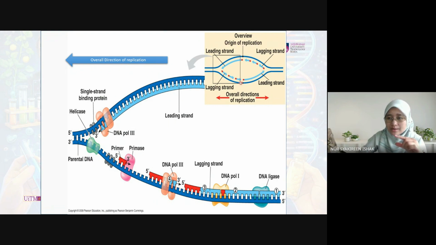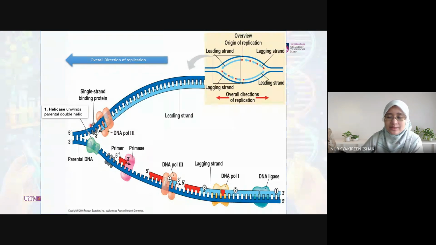It opens at the origin of replication and produces the first Okazaki fragment. It opens more, the replication bubble gets bigger, and the second Okazaki fragment is synthesized. It opens more, the bubble gets bigger, and the third Okazaki fragment is synthesized, and bigger still. The fourth and the next Okazaki fragments will be synthesized. All right.